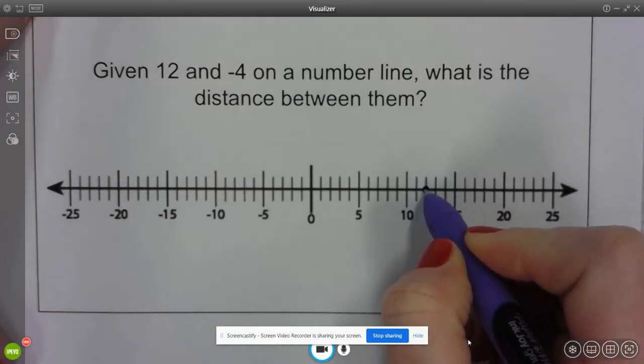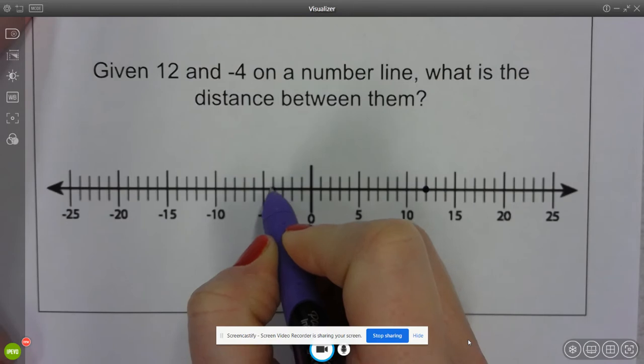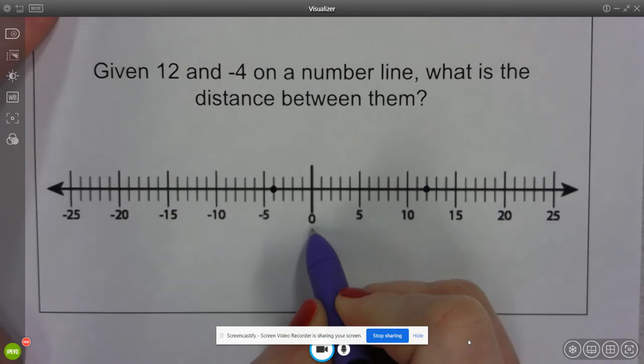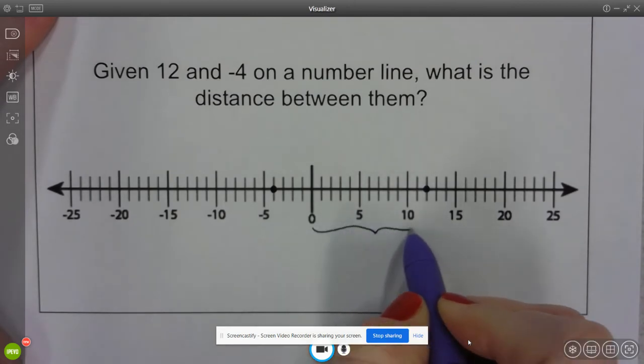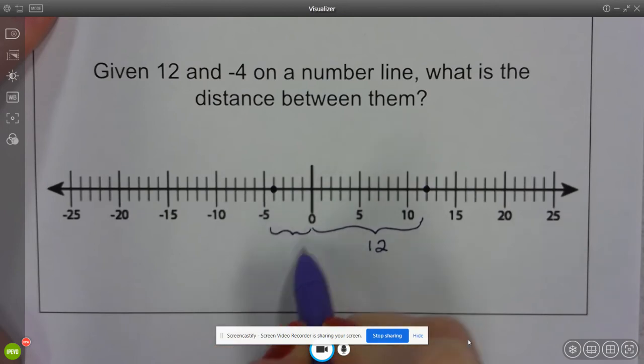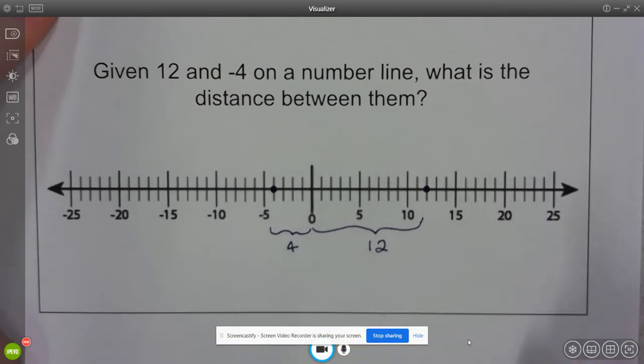Here is 12. Here is -4. Obviously, one of the ways you could find the distance between them is by actually counting. Another way you could do this is a distance of 12. This is a distance of 4. Adding them together gives me 16.